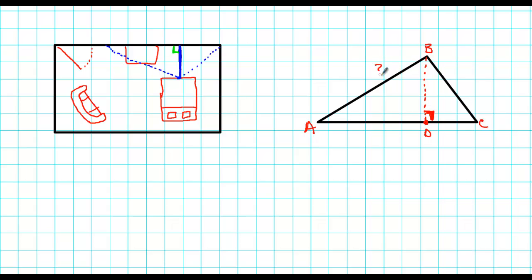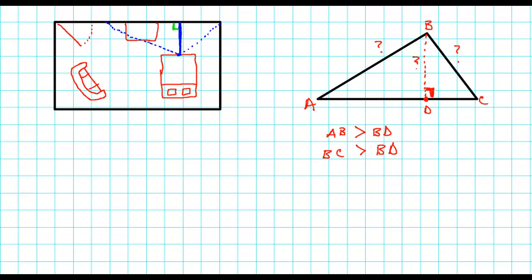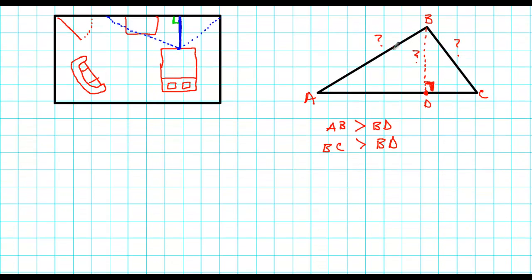Now, I don't know how long A to B is. I don't know how long B to C is. And I don't know how long B to D is. But I do know, no matter what, that A to B is always going to be greater than B to D. And I know that B to C is always going to be greater than B to D. Right? Does that make sense? This side has to be bigger than this, right?